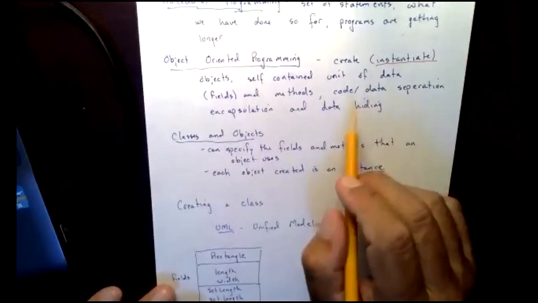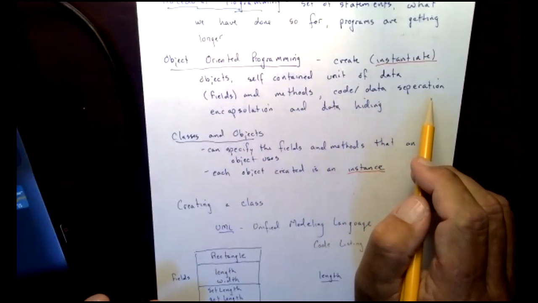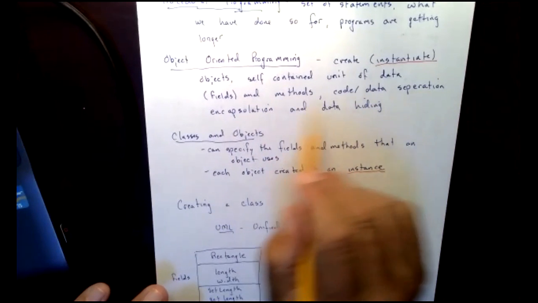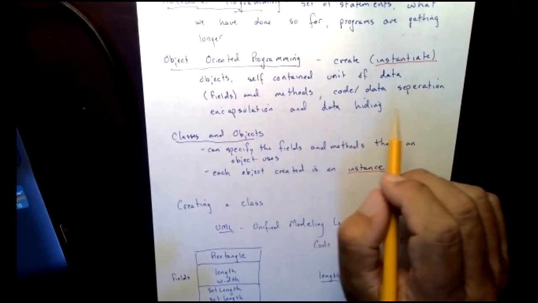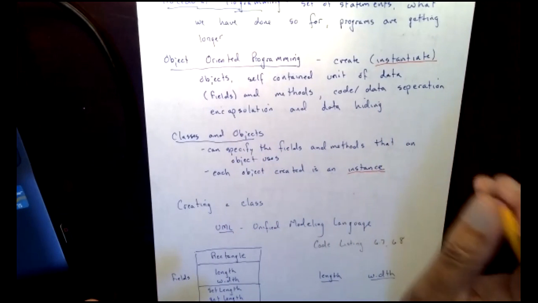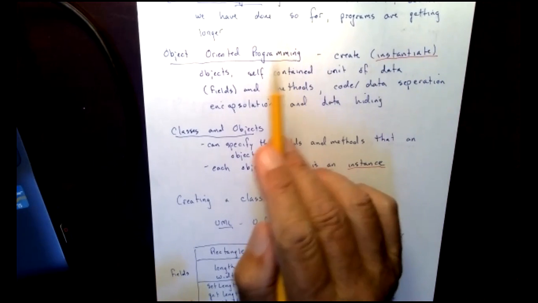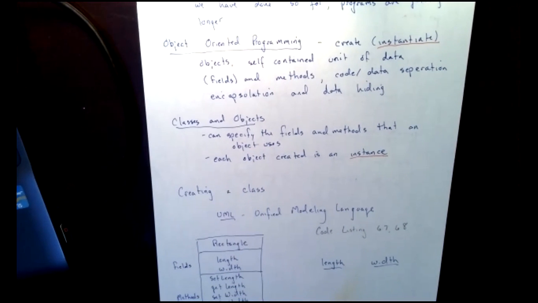Okay, some terms you'll hear: code or data separation. That means it's hidden. We don't get to see it. Encapsulation and data hiding. So when we're working with a string, we don't see all the methods that go with the string or anything like that. So that's sort of a class that was created that we can use.